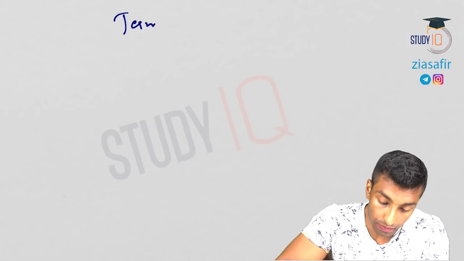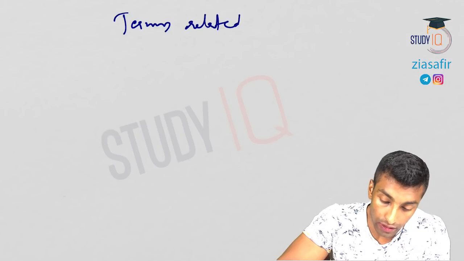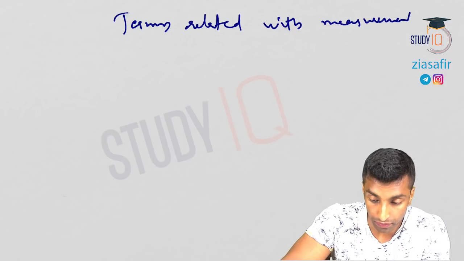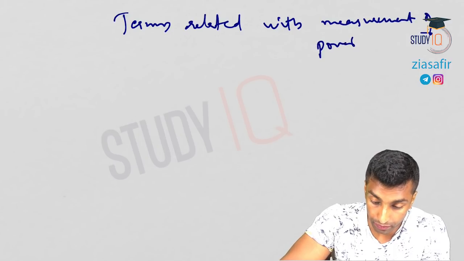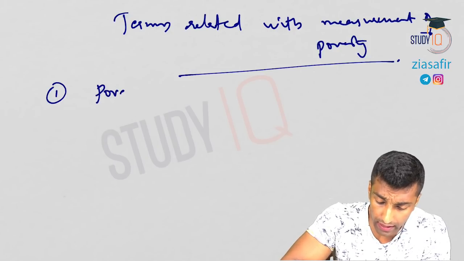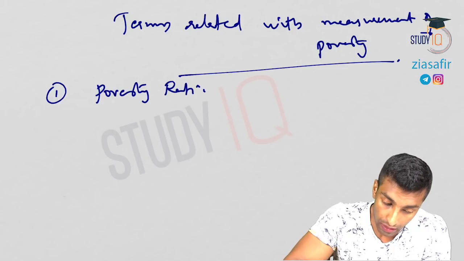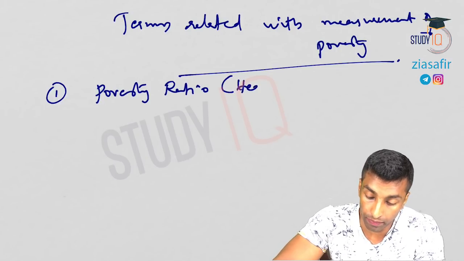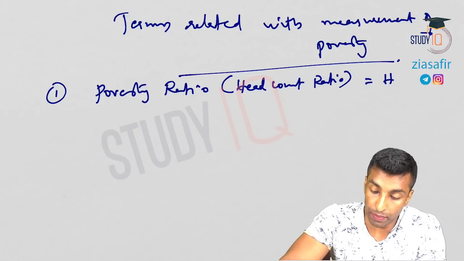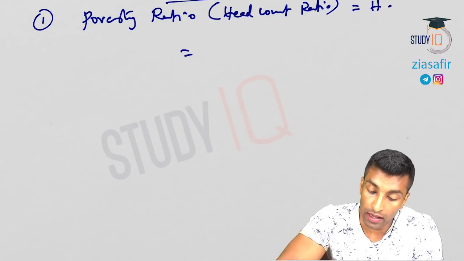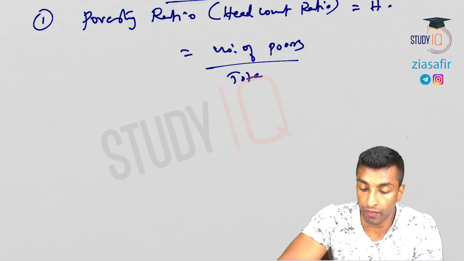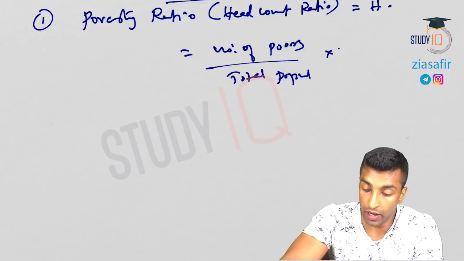Terms related with measurement of poverty. Okay, the first one, poverty ratio. We have already done this. Poverty ratio is also known as head count ratio. So how is it represented in terms of H? It is number of poor divided by total population into 100.